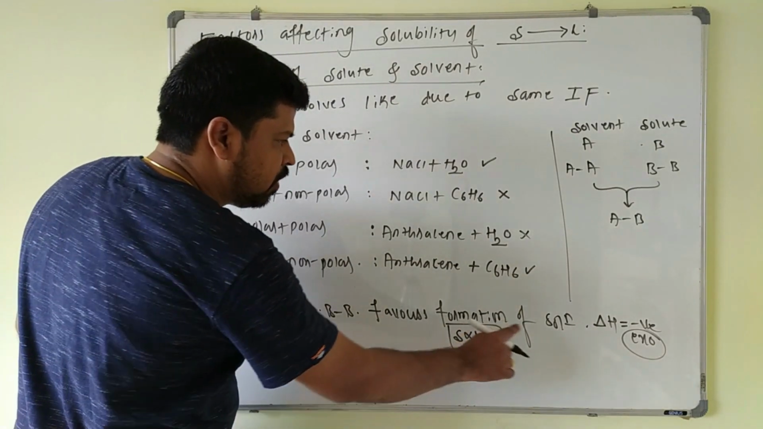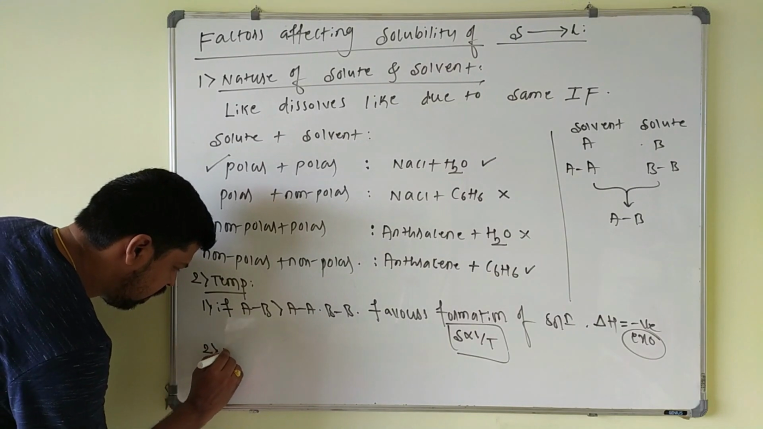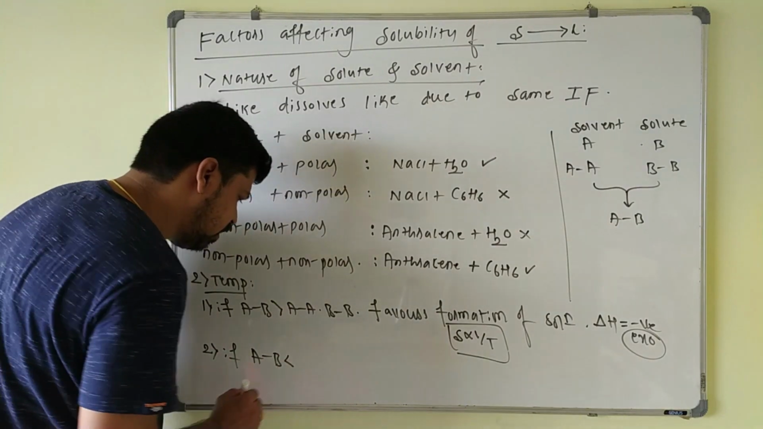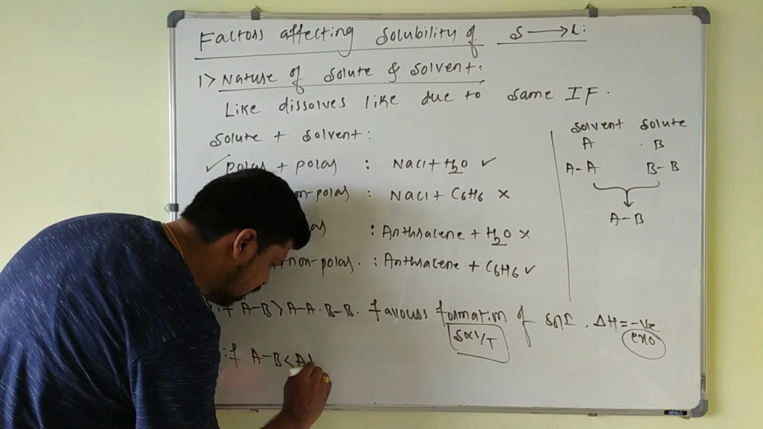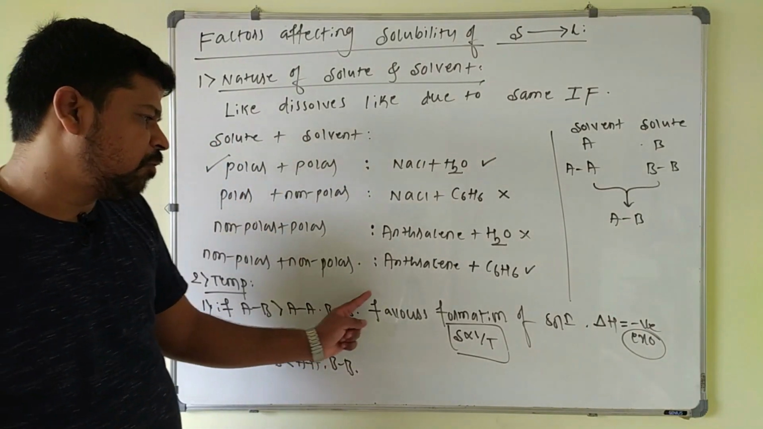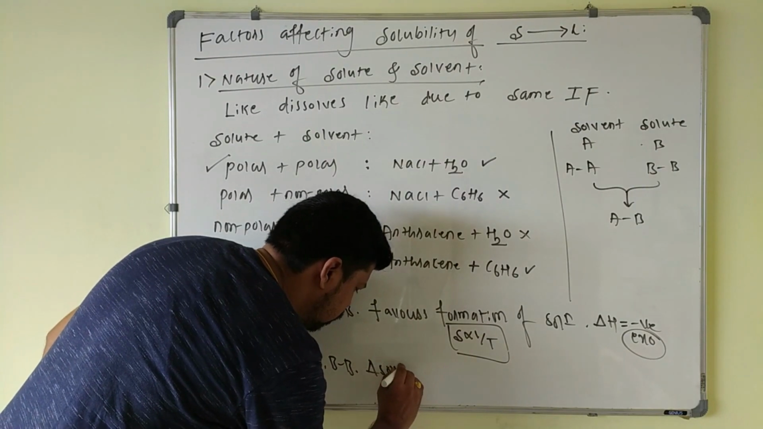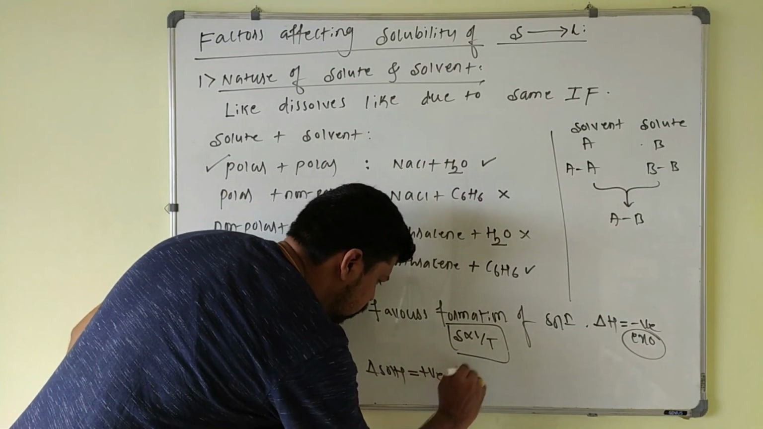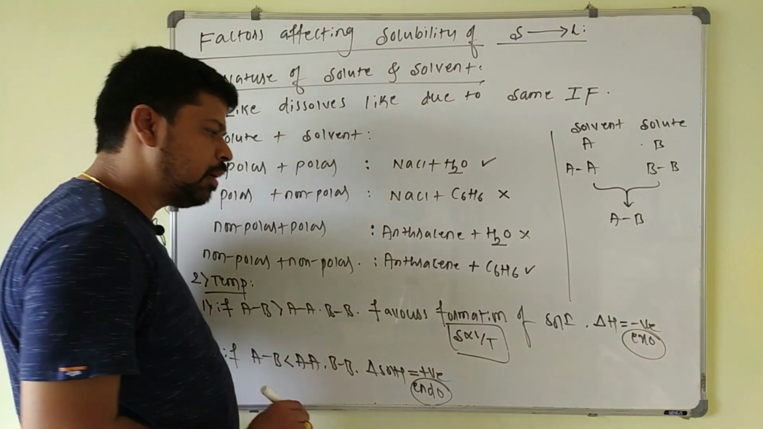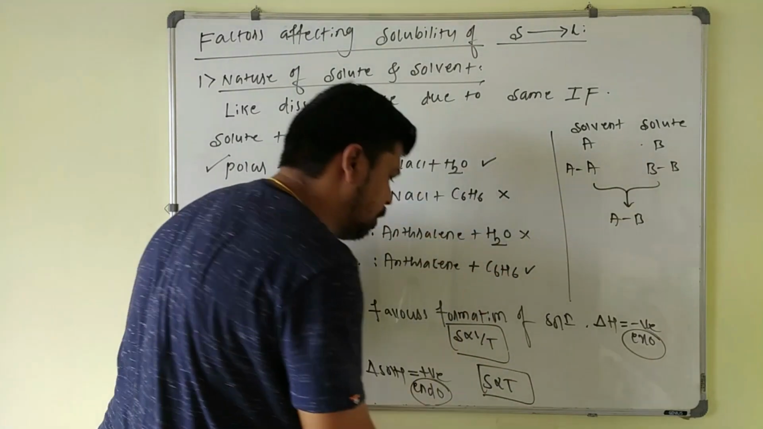Suppose AB interactions are weaker than AA and BB type of interactions. It will not favor the formation of the solution. Then the enthalpy of solution is positive. The enthalpy of solution is positive means endothermic. For an endothermic process, solubility is directly proportional to the temperature.